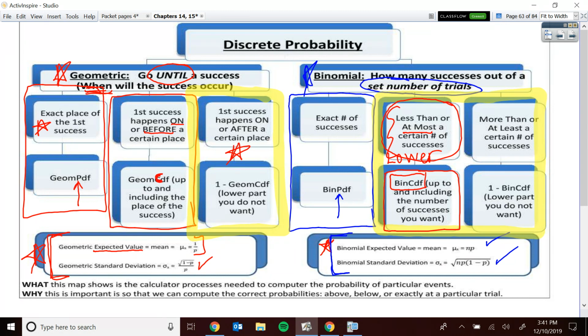If it wants more than or at least, if it wants the upper part, then you do 1 minus the lower part. And that's the same thing with this geometric part. If you want the upper, then you can do 1 minus the lower.